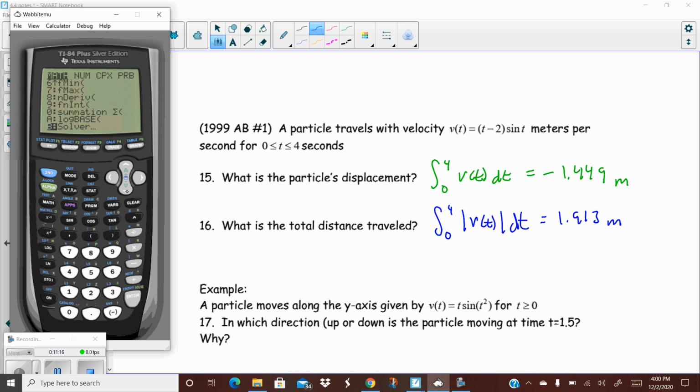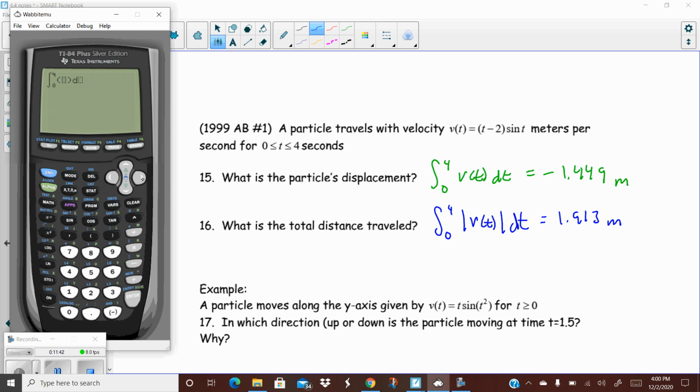If you look at 8, it says nDeriv. If you look at 9, it says fnInt. fnInt means you're going to take the integral of a function. So if you push math and then 9, you can scroll down or just hit math 9. Wow, it's an actual integral symbol. That's so cool. So now I just have to fill the stuff in. It's 0 to 4.